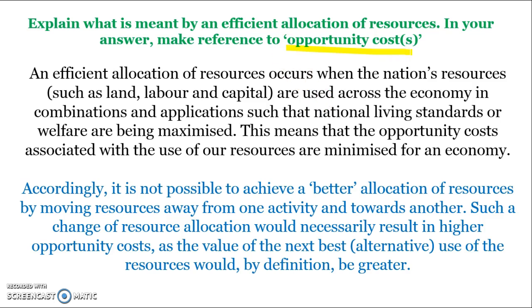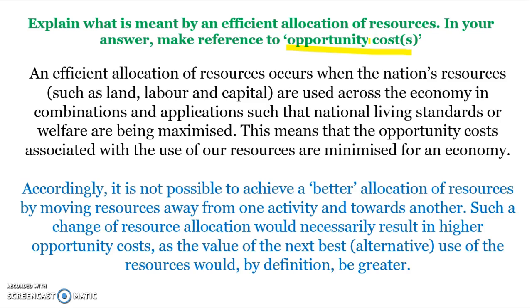So, an efficient allocation of resources occurs when our resources, our land, labour and capital, are used across the economy in combinations such that national living standards or welfare are maximised. So we're using our land, labour and capital in a way that maximises our overall well-being or living standards. This means that opportunity cost with using those resources is minimised. We're minimising our opportunity cost when we produce goods and services.